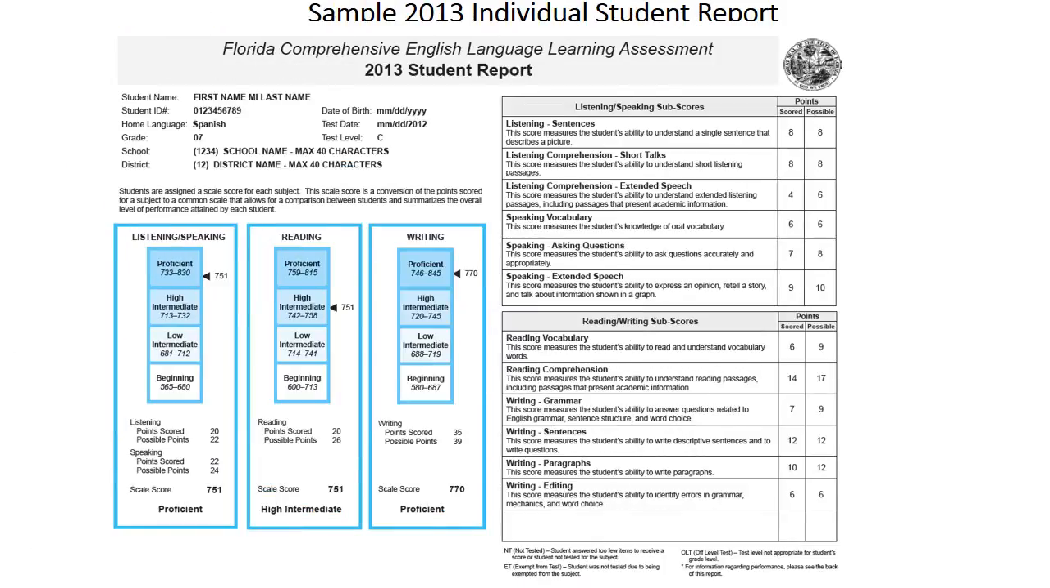After the CELLA is administered, this is what a sample report would look like. And you can see there on the bottom left the scores and how they're given the proficiency level. And on the right, it just gives a more detailed description for each subtest.